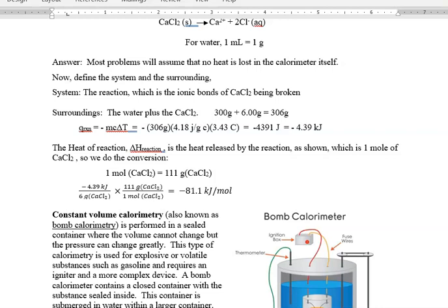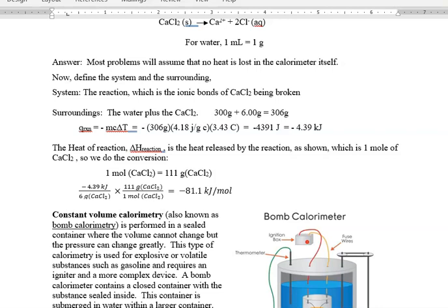Okay, the heat of the reaction is the heat released by the reaction as shown, which is 1 mole of calcium chloride. So you figured out how much heat was released by 6 grams of calcium chloride. Okay, the only thing releasing the heat is the calcium chloride, not the water. That's just catching the heat.